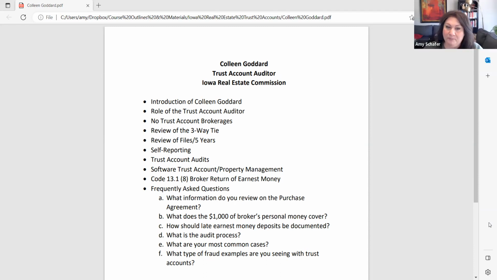Okay, perfect. Late deposits of the earnest money that either go beyond what's on the purchase agreement or beyond the 5 business days, that's the state law. Anything that you would maybe want to share about if and how you like that documented?